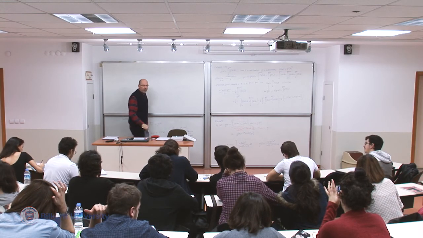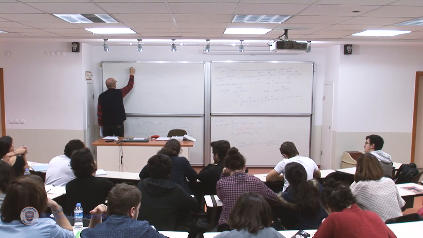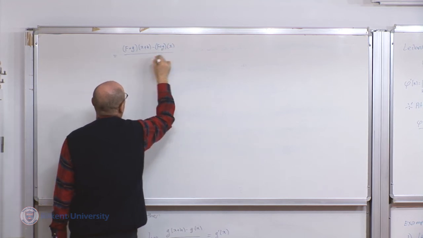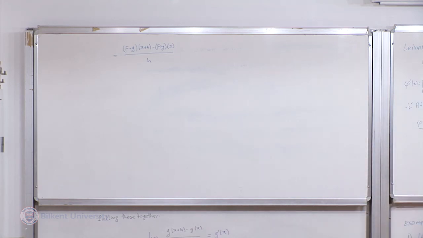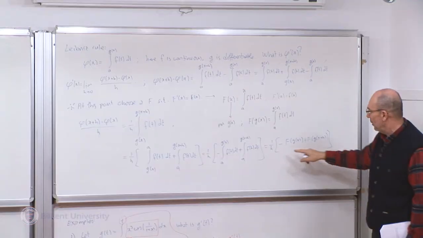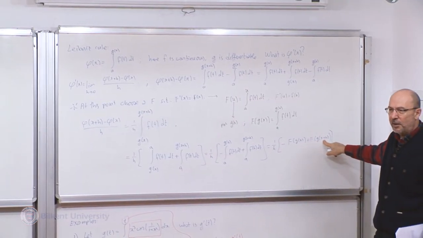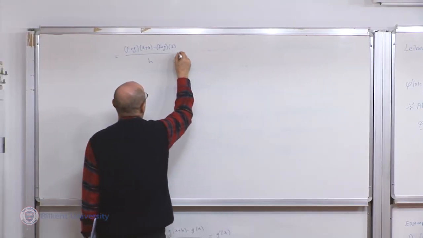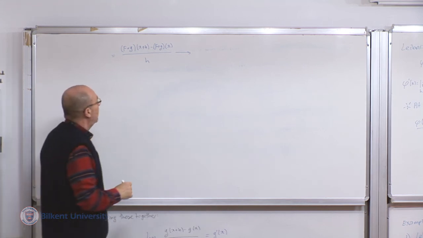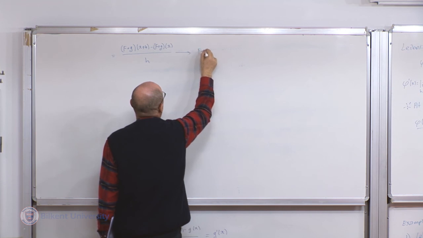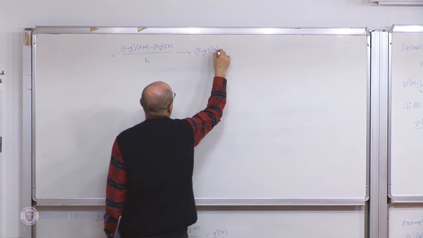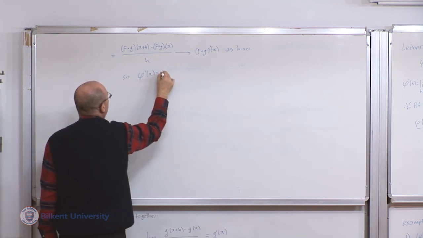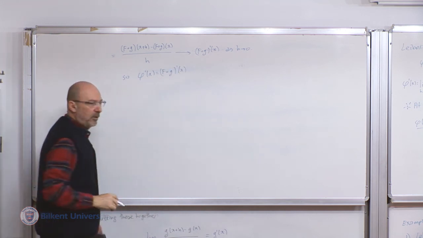F of g of something is F composite g, right? So I'm writing F composite g evaluated at x plus h minus F composite g evaluated at x. I divide this by h. Okay, so this is precisely what I have here. F composed with g evaluated at x comes with a minus sign. F composed with g evaluated at x plus h comes with a plus sign. And I divide it by h. Okay? So in order to find the derivative of this, I have to take the limit of this as h goes to 0. But fortunately, I can recognize the limit of this as h goes to 0. This is F composite g derivative at this endpoint x as h goes to 0. Okay? So phi prime of x is equal to F composite g derivative at x. I found the answer.